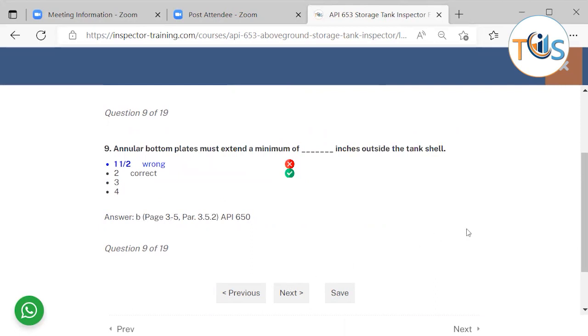Annular bottom plate must extend a minimum of 2 inch, so the 2 inch is the correct answer, from outside the tank shell.